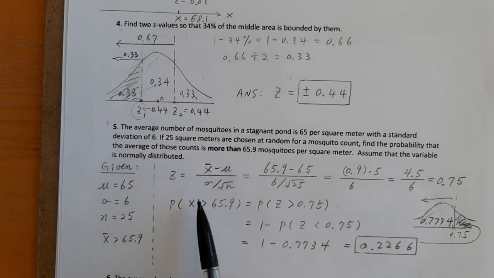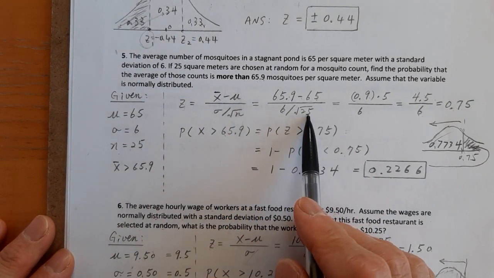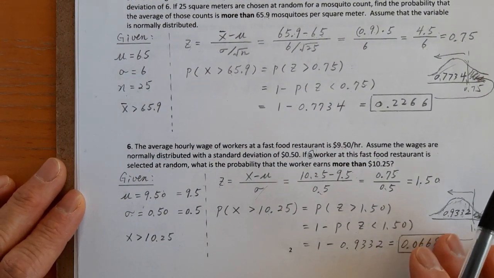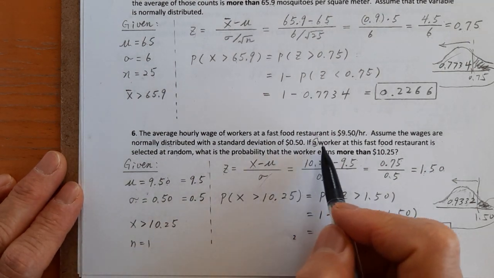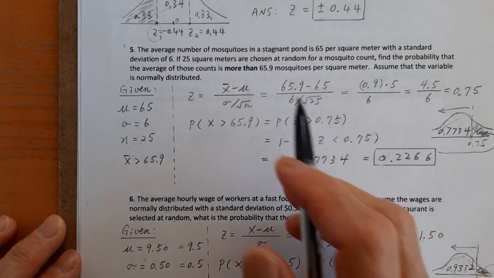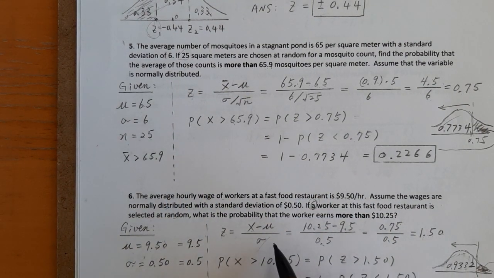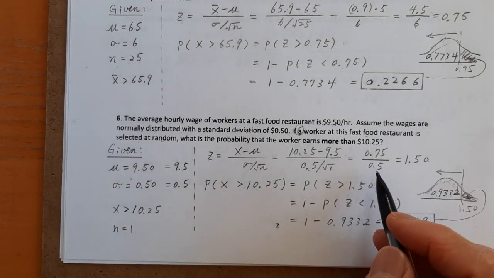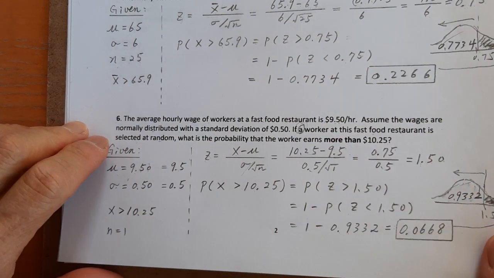So for question 5, n equals 25. You divide by the square root of n, which is 25. For question 6, n equals 1, because here it says a worker. And this has 25 square meters. So it's divided by the square root of n, which is the square root of 1. It is still 0.5. That's the difference.